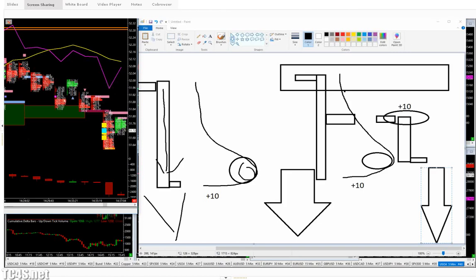Well, we don't get that. We get the exact opposite. We got very large down candles with very, very little selling. That means the market maker is going to be looking to keep testing lower and lower prices until they figure this thing out. And what happens? Price just breaks.